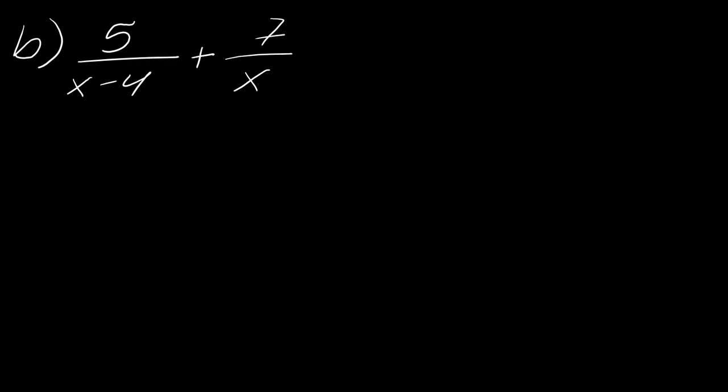So now I want to talk about what we do when we actually have a problem where we have two different denominators. This is what we've been building up to in the other videos, right? In this case, the first thing I'm going to want to do is find the LCD, and I know with x minus 4 and x that this will just be x times x minus 4 for my LCD.